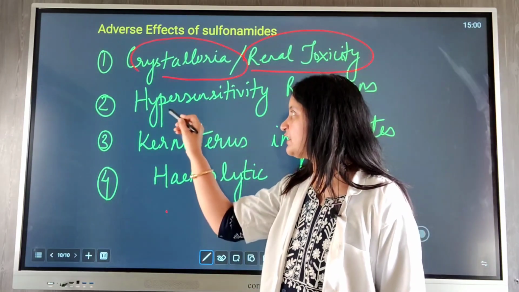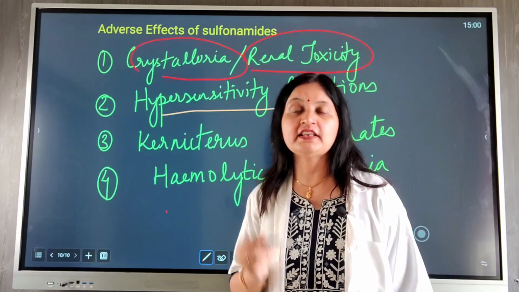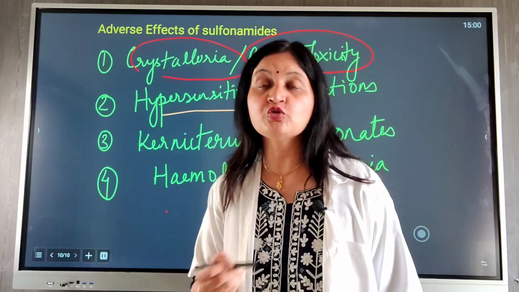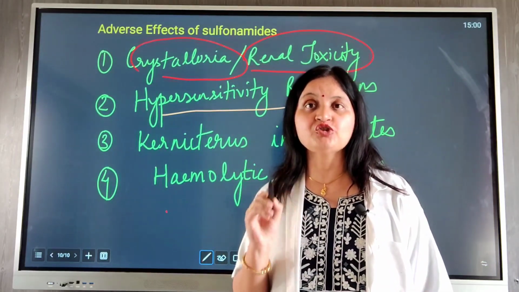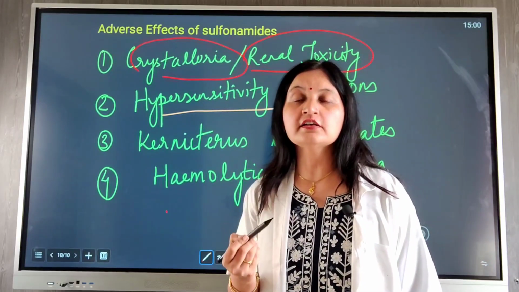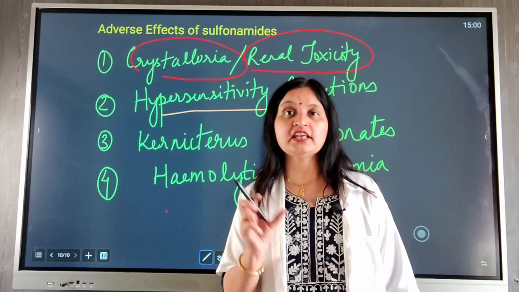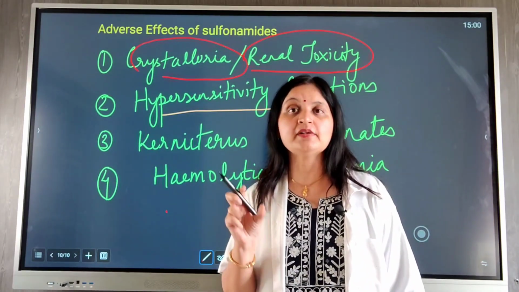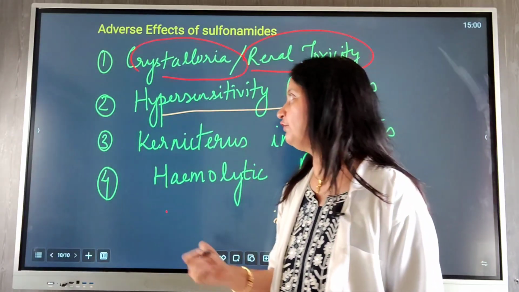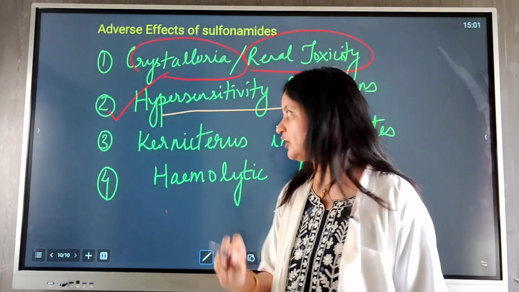The second adverse effect is hypersensitivity reactions. Now, most of the sulfur drugs are associated with hypersensitivity reactions. This can range from pruritus and rash to serious reactions such as Stevens-Johnson syndrome, which affects the skin and mucous membranes. It can cause ulcerations in the mouth and genitals, and this is an emergency condition. So Stevens-Johnson syndrome or toxic epidermal necrolysis could be a complication of sulfur drugs or sulfonamides.